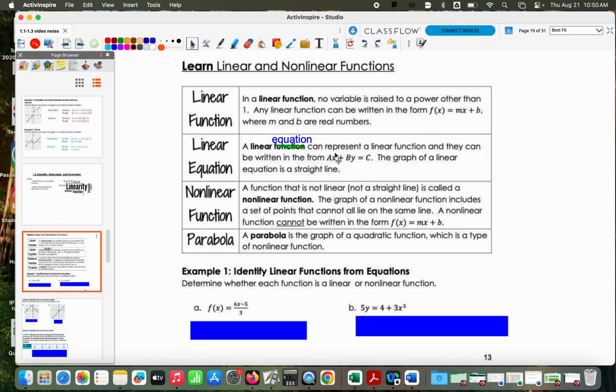So we can see different formats. Ax plus by equals c, something we might call standard form. y equals mx plus b, or f(x) equals mx plus b. You've seen that before as well.